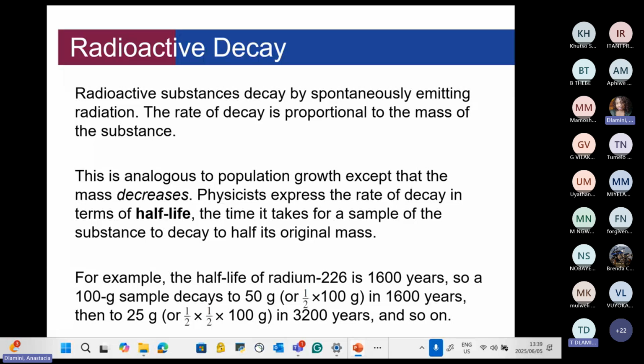So they are saying that this radium-226, I don't know what it is, in 1,600 years will be half the original weight. That's what we're talking about here. Are we all together, yes or no, guys? Hello? Are we still here?